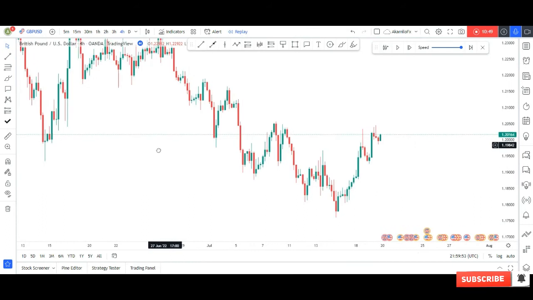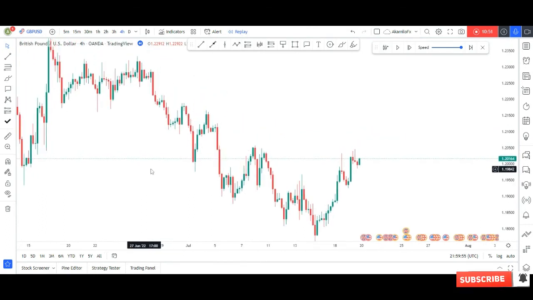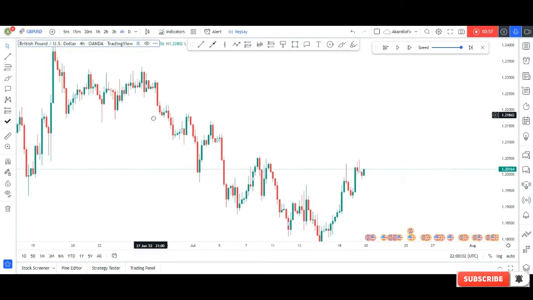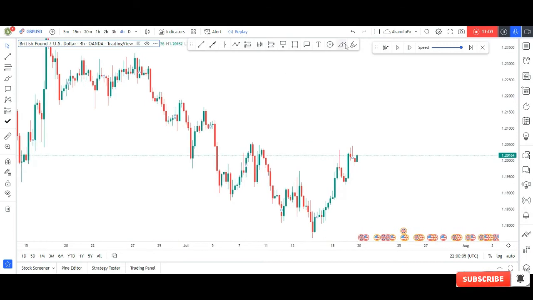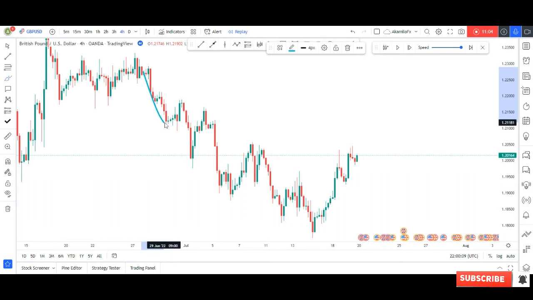Okay guys, look at it. So here, price is what? Price is in a bearish move. Price is giving us lower lows and lower highs. So price moves down, gives us a what?